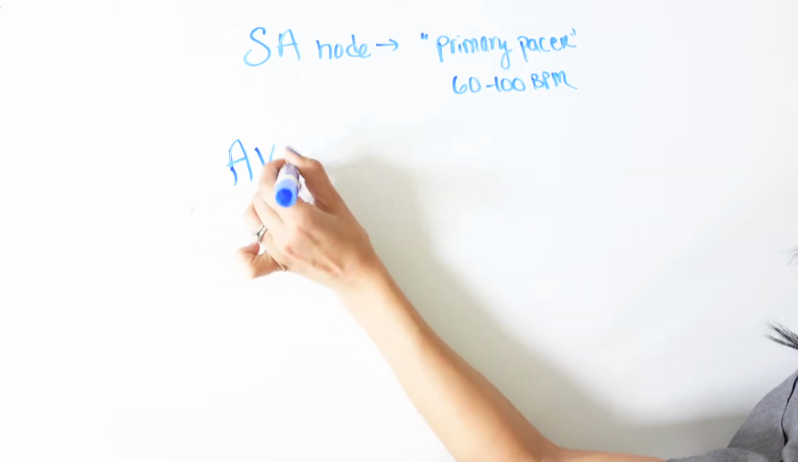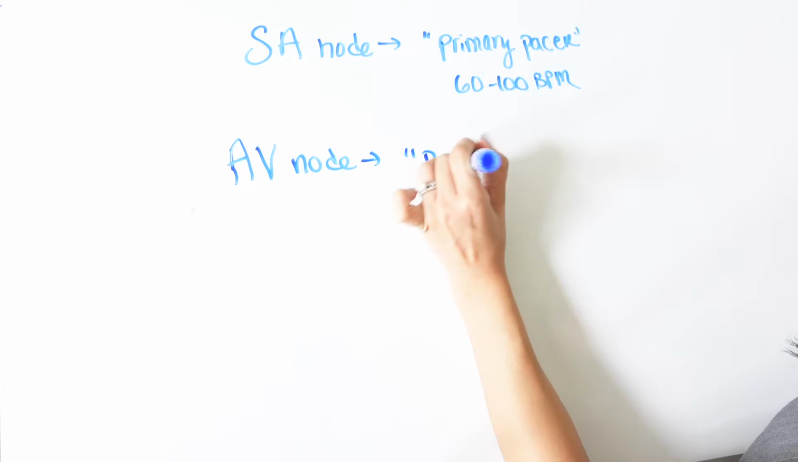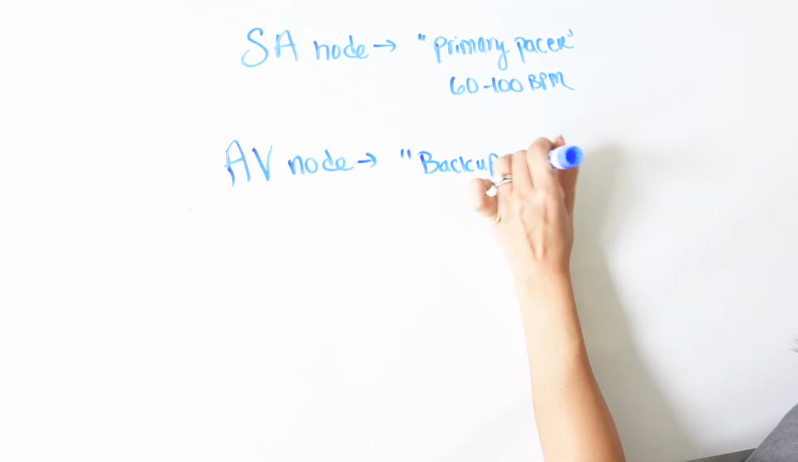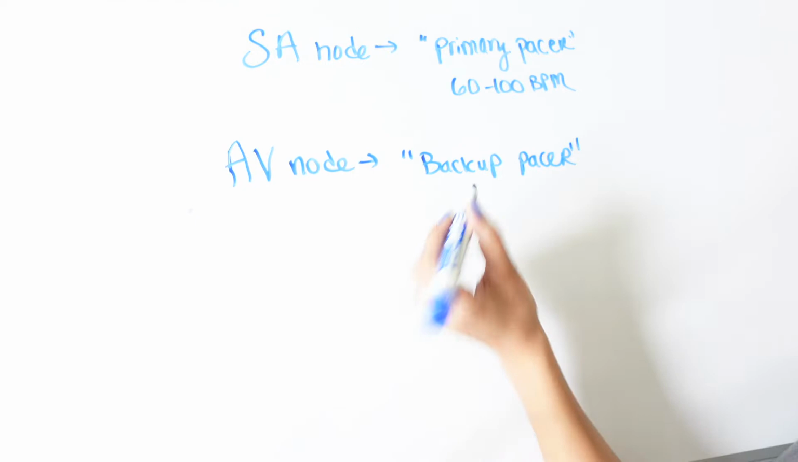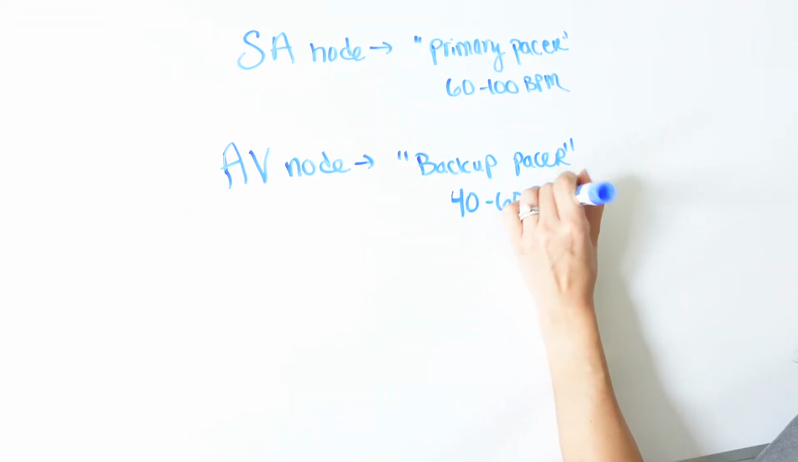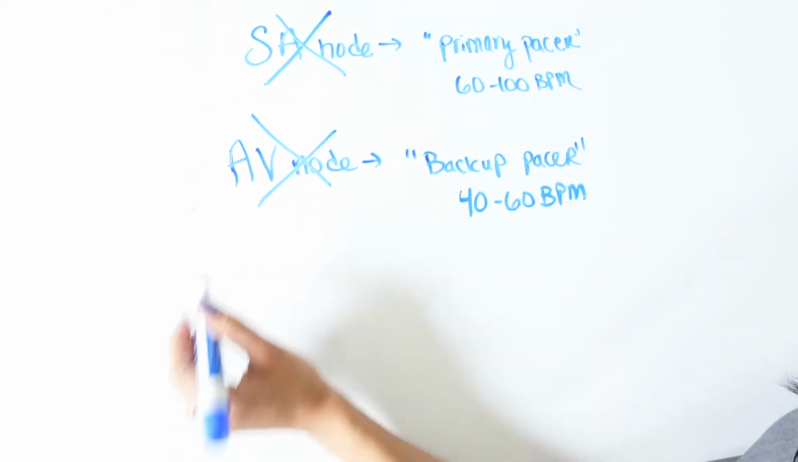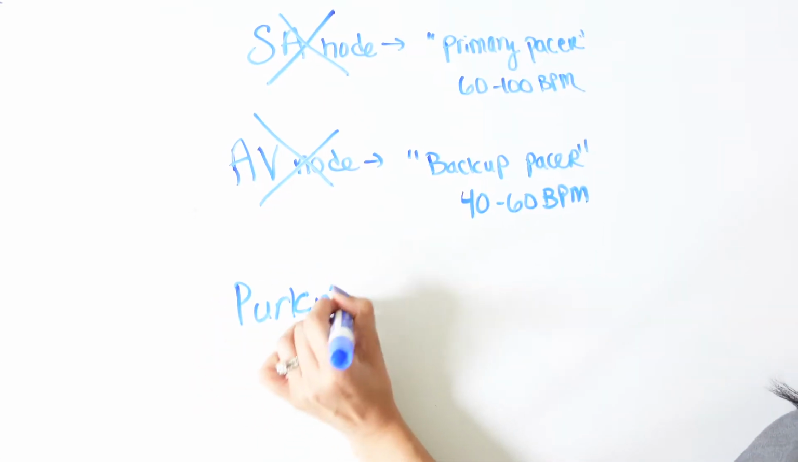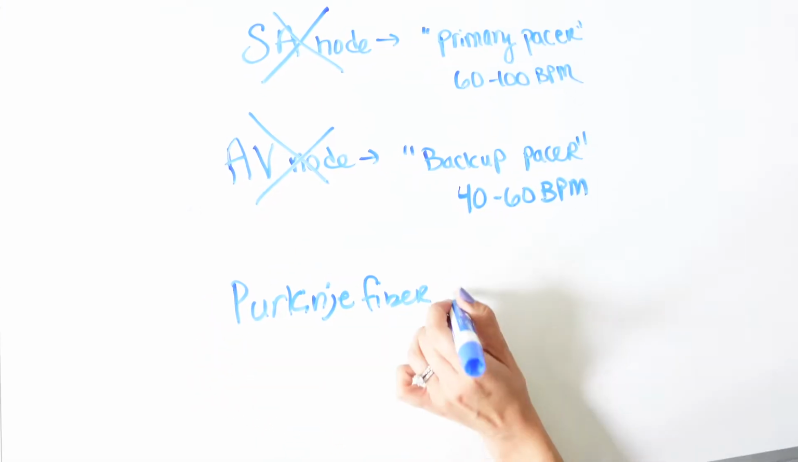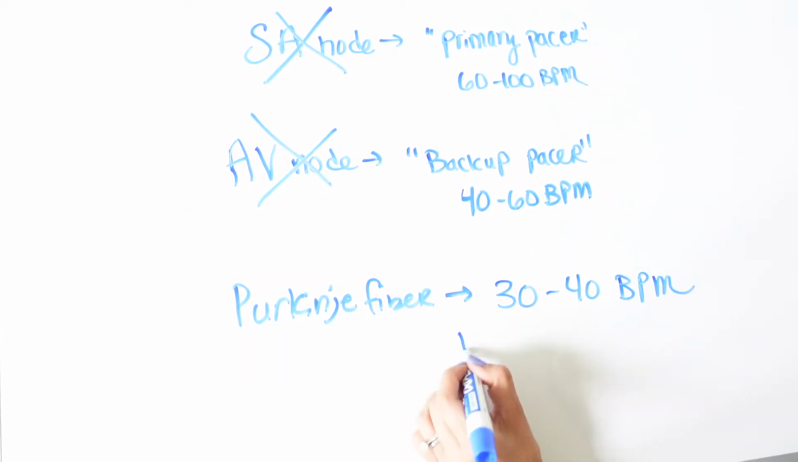For the AV node, it's going to be that backup pacer and can technically take over for the SA node if there is any kind of conduction issue. However, it is going to be at a slower rate, which is 40 to 60 beats per minute. Now, if the SA node and the AV node both fail to function and fire, the Purkinje fibers can take their place and fire. However, the rate is going to be 30 to 40 beats per minute, which can have serious clinical manifestations because that is a significantly low heart rate. So we do want to keep that in mind.